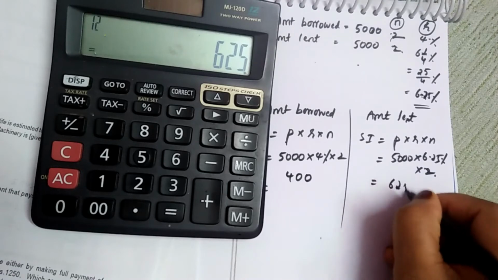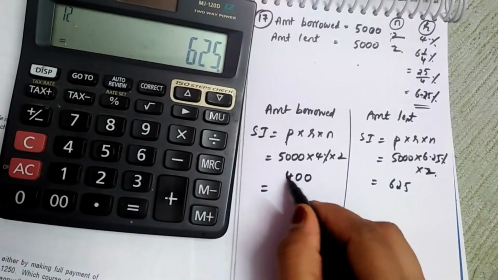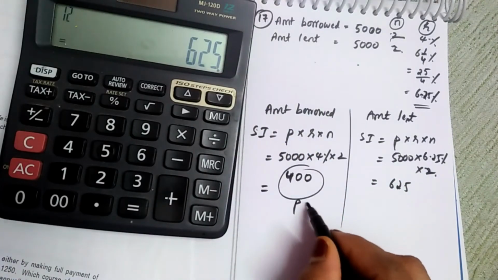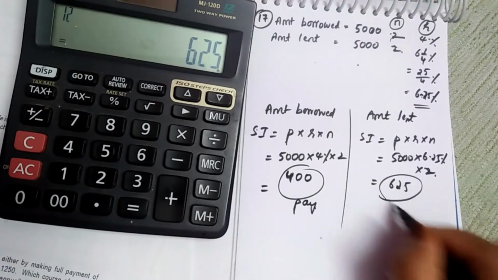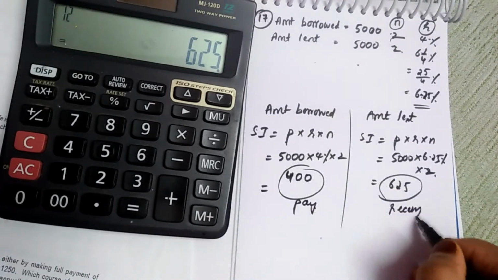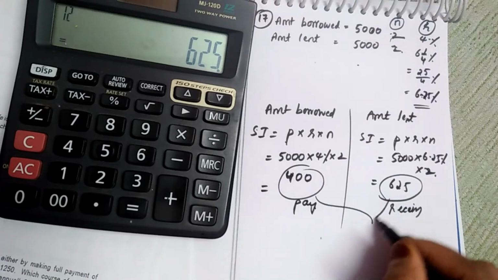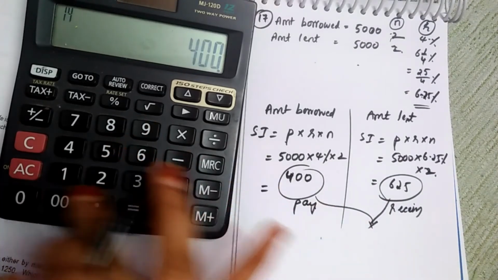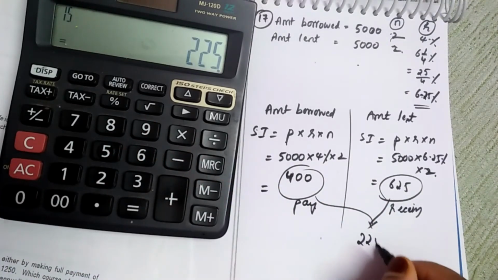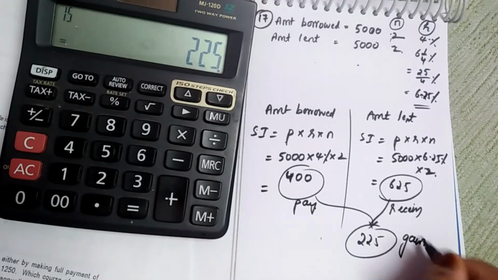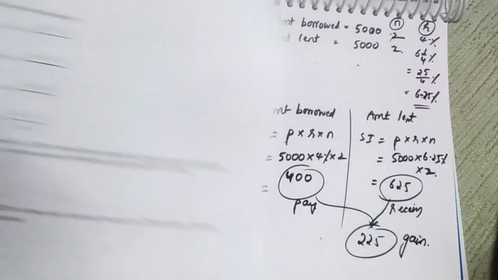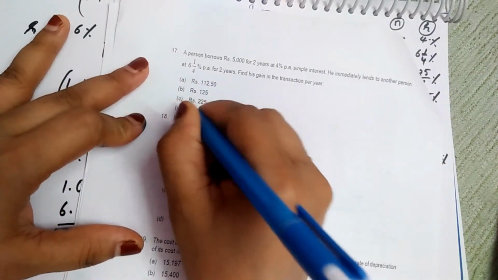It is 625. The interest he has to pay is 400, and what he will be receiving is 625. What's the difference between the both? It is his gain, right? It is 225. It is the gain. This was very simple.